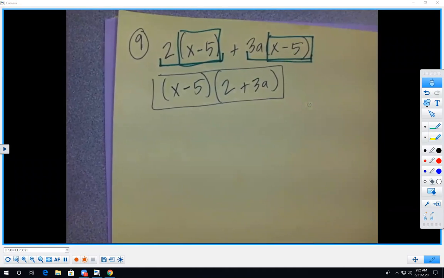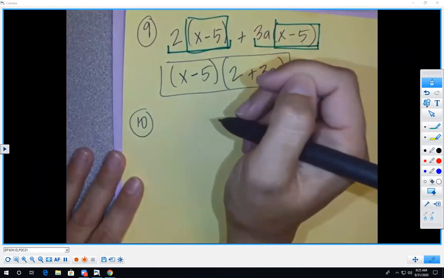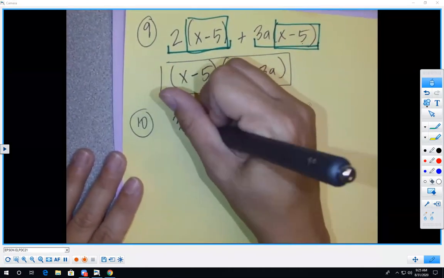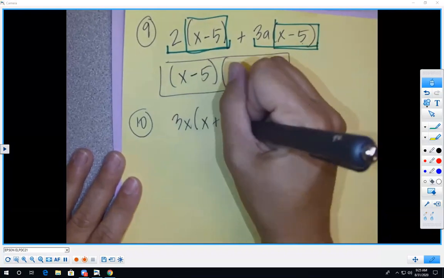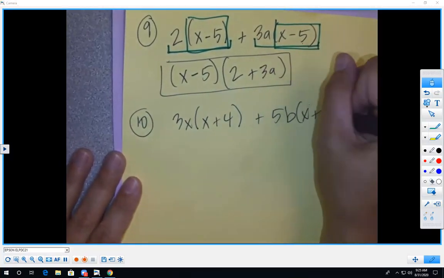Okay, so that's actually easier than the other problems, right? Because it's already all broken down for you. It looks funny, but it's actually easier. Let's do one more like that. If I had 3x times x plus 4 plus 5b times x plus 4.